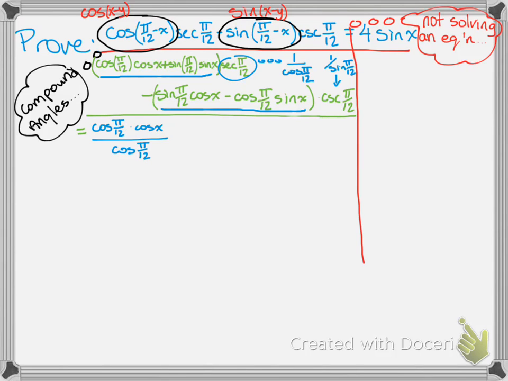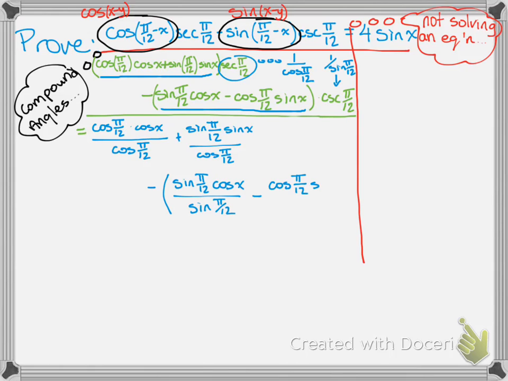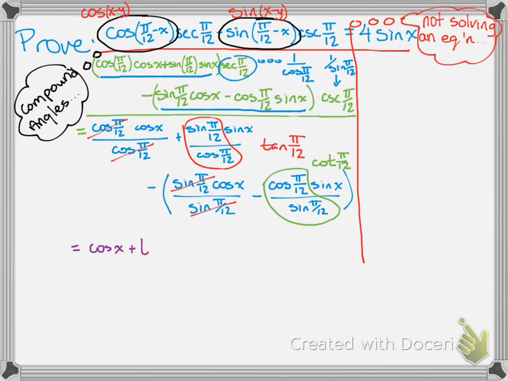So I get cos pi/12 cos x over cos pi/12 plus sin pi/12 sin x over cos pi/12. Then expanding the second bracket, I get sin pi/12 cos x over sin pi/12 minus, and so on. Then I can see that the cos pi/12 cancel out, and also the sin pi/12s cancel out. And I also see that I have tan pi/12, because sine over cos is tan, and here I see that I have cot pi/12.